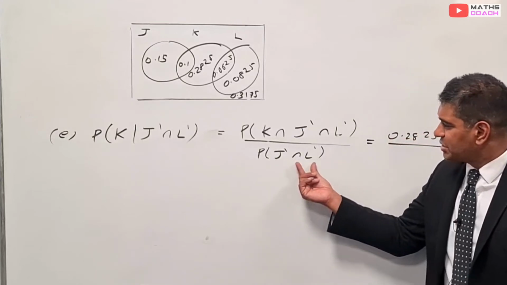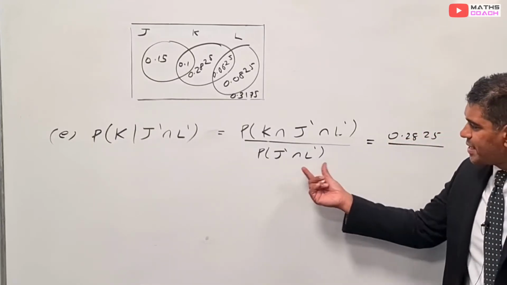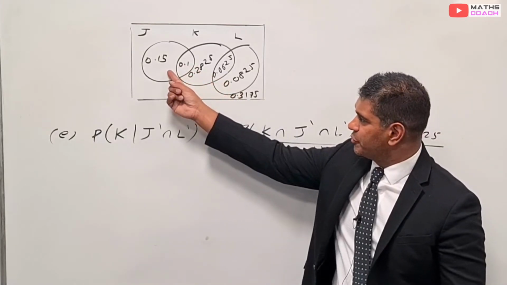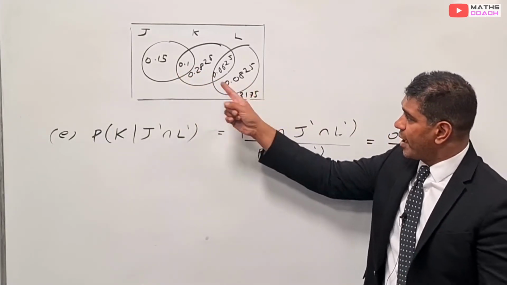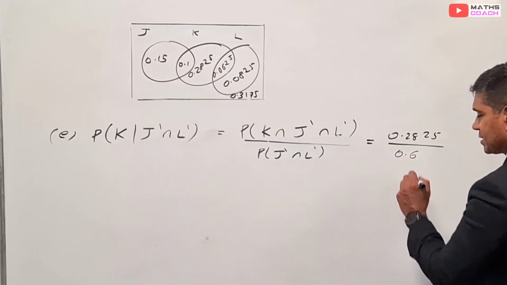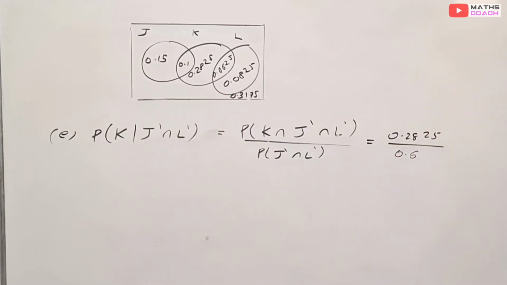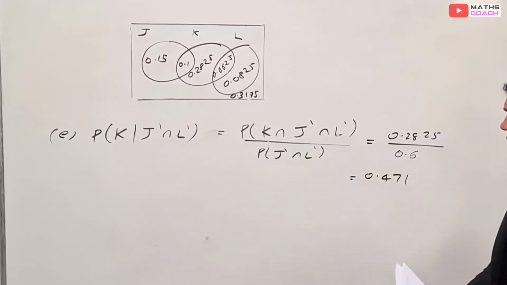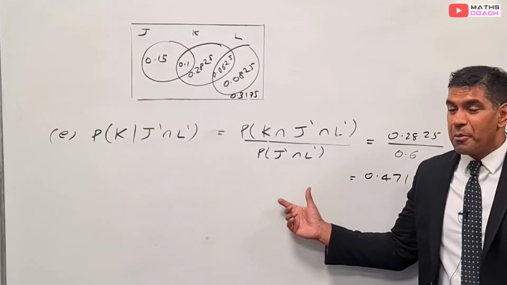Now we come to the denominator. What does J dash and L dash mean? Well, J dash and L dash is what we had done earlier. No association of J, no association of L, so it must be these two added together, which is 0.6. And when you work that out on the calculator, you should get 0.471. And that's the end of example two.